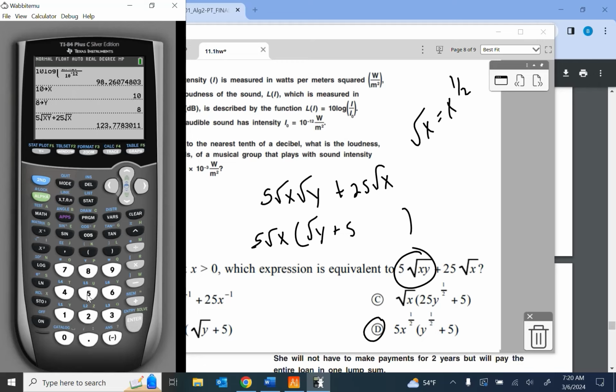And now I'm going to type in my answer choice. So my answer choice was 5x to the 1/2 parentheses y to the 1/2, plus 5. Perfect numerical equivalency.